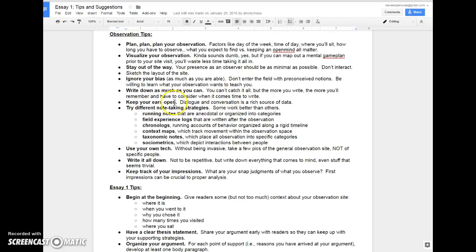Write down as much as you can. Keep your ears open. Dialogue and conversation, those are really what are called the critical incidents of observations. So again, different note-taking strategies. I'm not going to get into these. You can read them on your own.